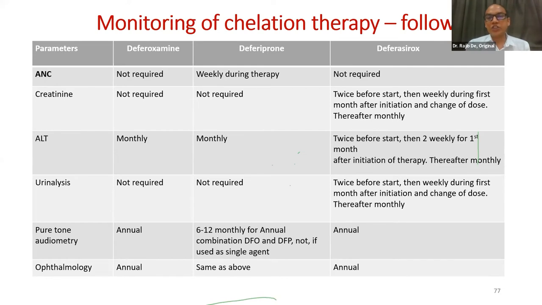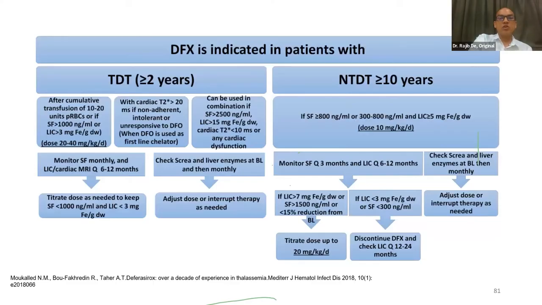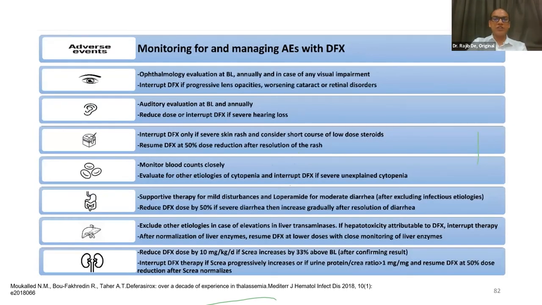For ALT-AST assessment, we also need to regularly follow, for the thalassemia as well as for deferasirox. Pure tone audiometry and ophthalmology annually needs to be done for the thalassemia. So this is a sum up of the thalassemia therapy, because we give it regularly. So TDT, more than or equal to 2 years. For NTDT, usually it is more than or equal to 10 years, but we can start early and we need to titrate as per the guideline. We need to monitor the patients for the chelation-related toxicities, as I already mentioned.